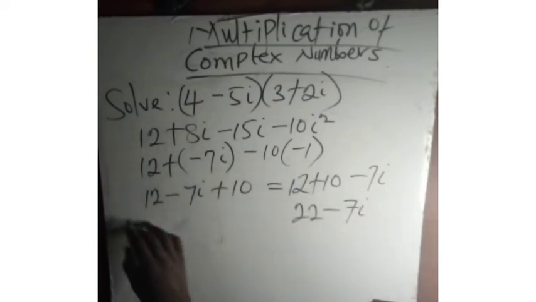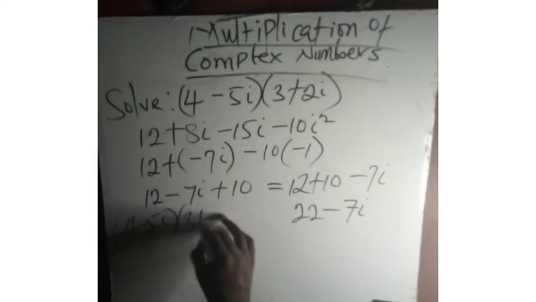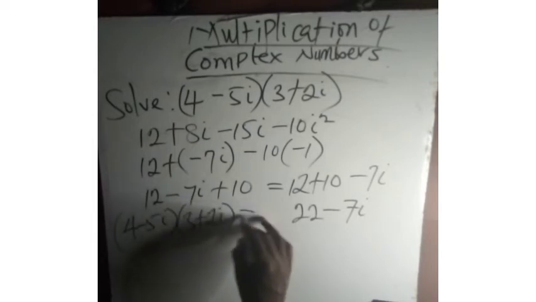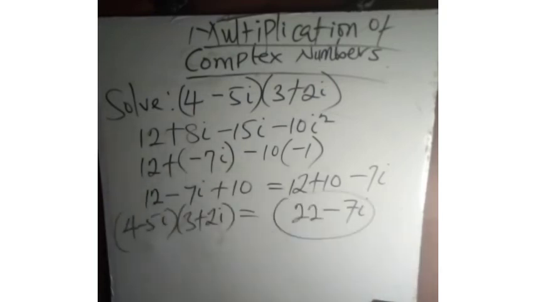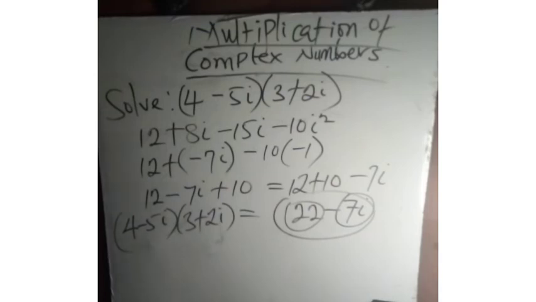So this is 22 minus 7i. Therefore, 4 minus 5i multiplied by 3 plus 2i is equal to 22 minus 7i. This is very easy because in a complex number, you always have two parts, the real part and the imaginary part. The imaginary part is the part that carries the letter i. So this is how to solve a problem like this.